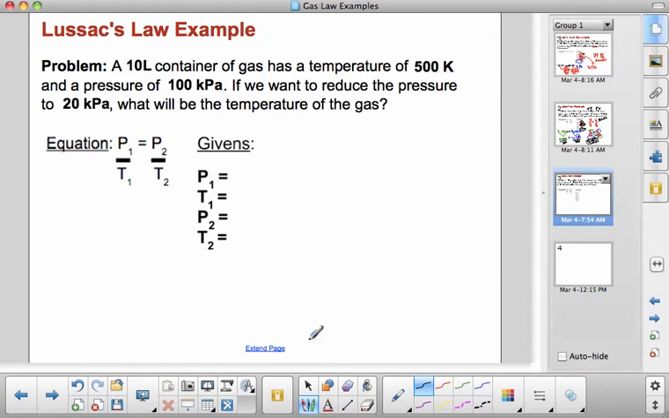This video is going to take a look at Gay-Lussac's law. The relationship for Gay-Lussac's law is between pressure and temperature. Our equation is P1 over T1 equals P2 over T2. So we're looking at how the temperature is going to affect the pressure of a gas.